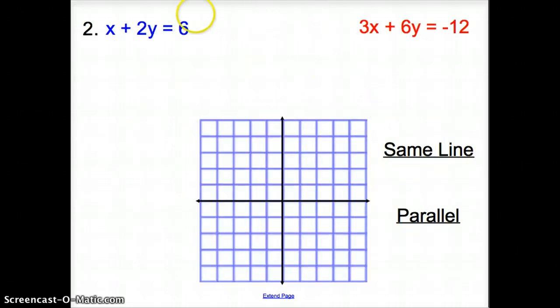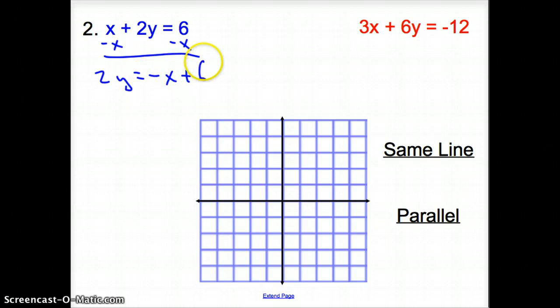Let's try the next one with number 2. Here we have x plus 2y equals 6. Now we do not have y by itself, so let's try and get y by itself as we subtract x from both sides. Then we bring down 2y equals -x plus 6. We have to get y by itself here, so y equals -1/2 x plus 3 as we divide by 2. So we go up 3, put a point.